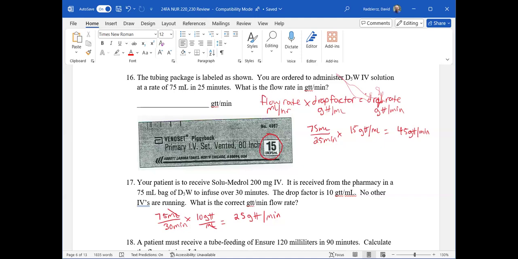And you both did a good job of not including the medication, the Solu-Medrol, because you don't need to know the milligrams when you're calculating a flow rate. That's important for making sure you're giving the patient the correct medication. But when you're calculating a flow rate, all you care about is the volume and the time and the drop factor. Yeah, I understand now. Thank you. Yep, you're welcome.